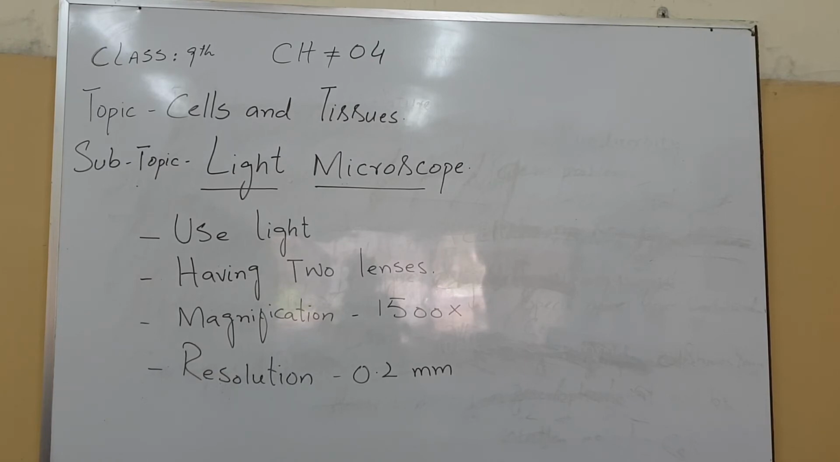The light microscope magnification is 1500x. It means that it can show an enlarged image of the object 1500 times more than its real size, and its resolution is 0.2 millimeter, that it can clearly show us an image 1500 times bigger than normal, and clearly it can show us an image of points that are 0.2 millimeter apart.